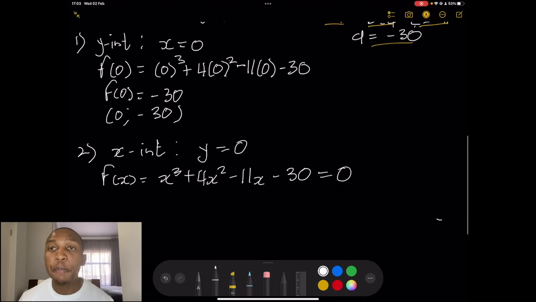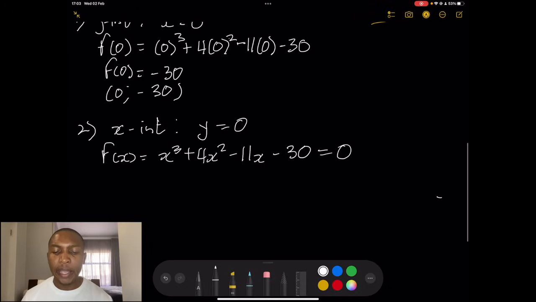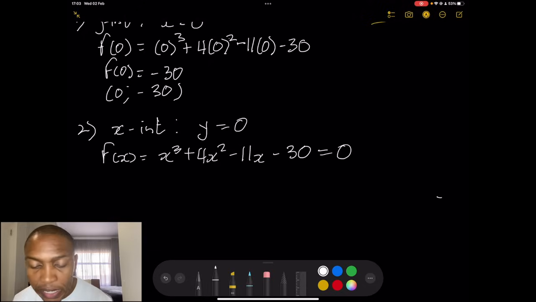Now, this is a bit of a cumbersome exercise, but I'll explain to you why. Because now, as opposed to a quadratic function where you can just factorize just like that, here what you need to do is find the factor first. So we need to find the factors. And what is a factor?